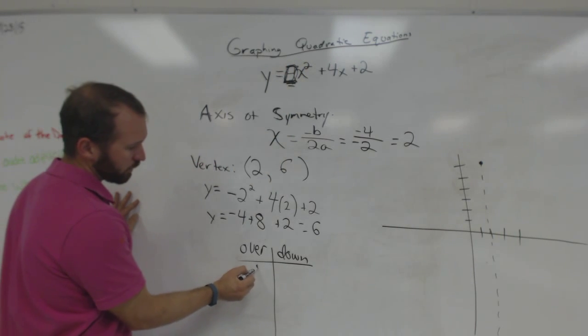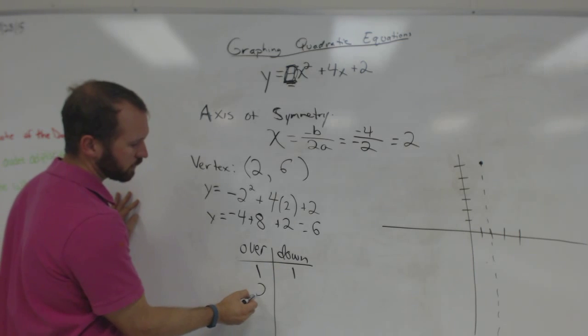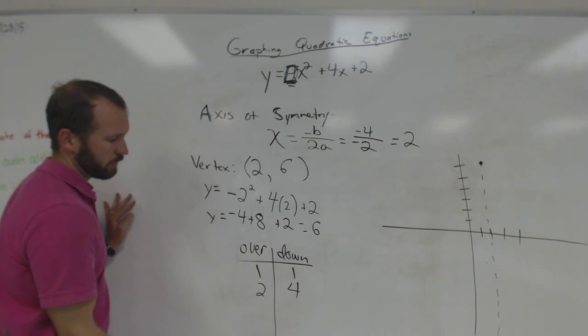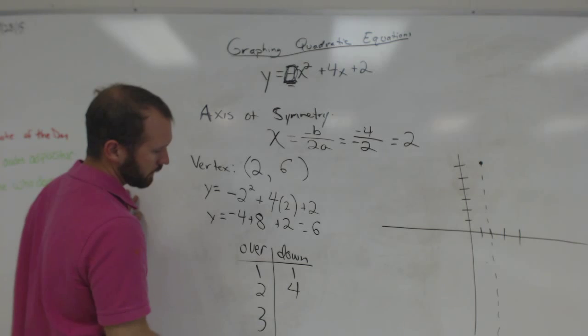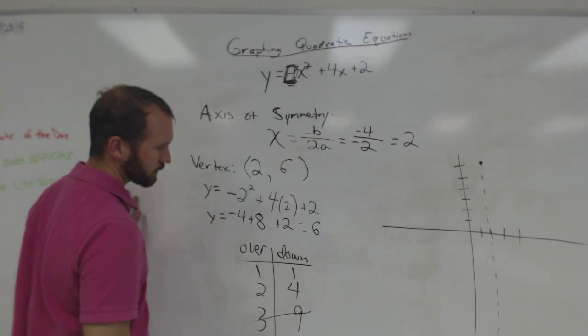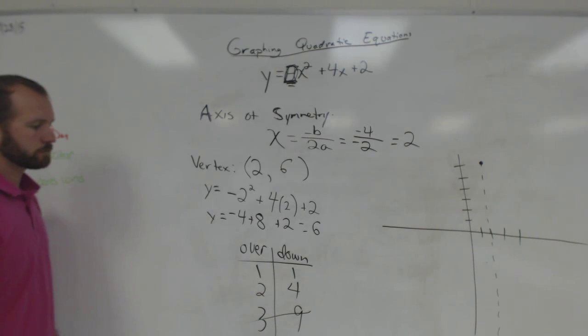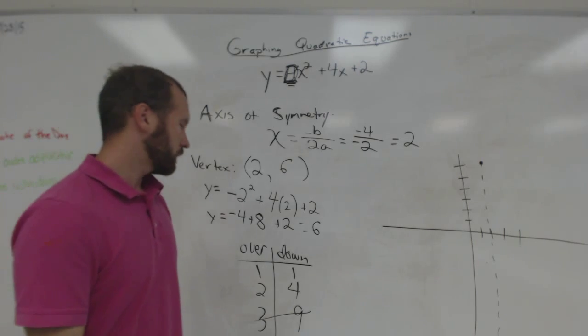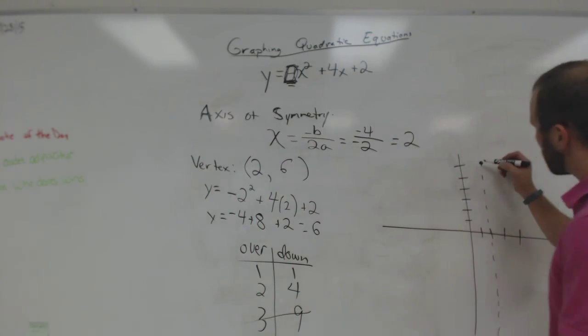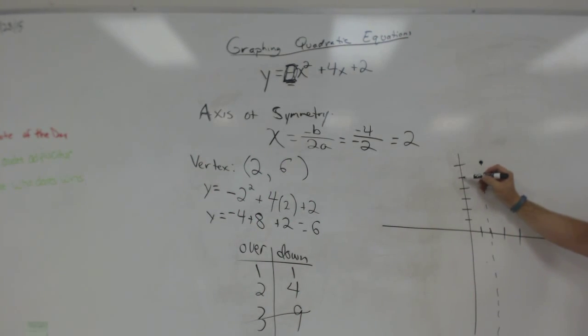And I'm going to go over 1, down 1. Over 2, down 4. Over 3, down 9. Except I'm not actually going to do that to draw this. So, over 1, down 1.